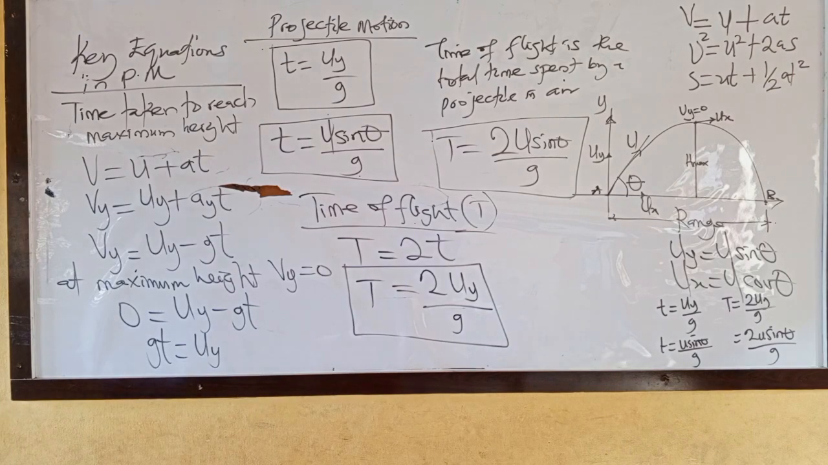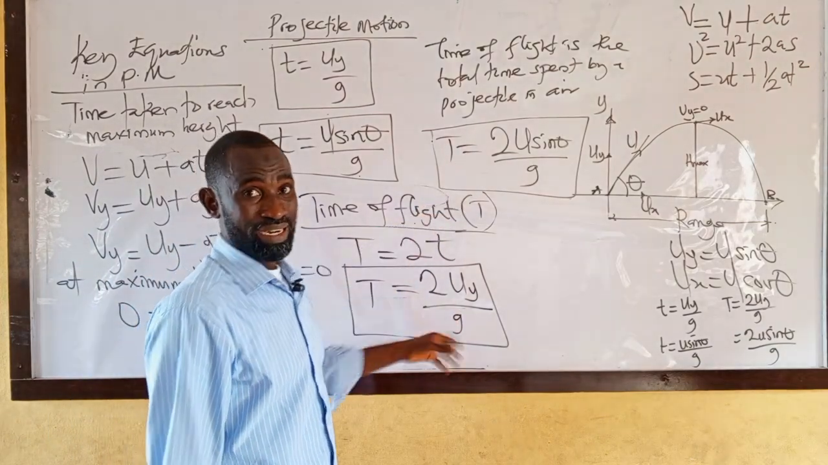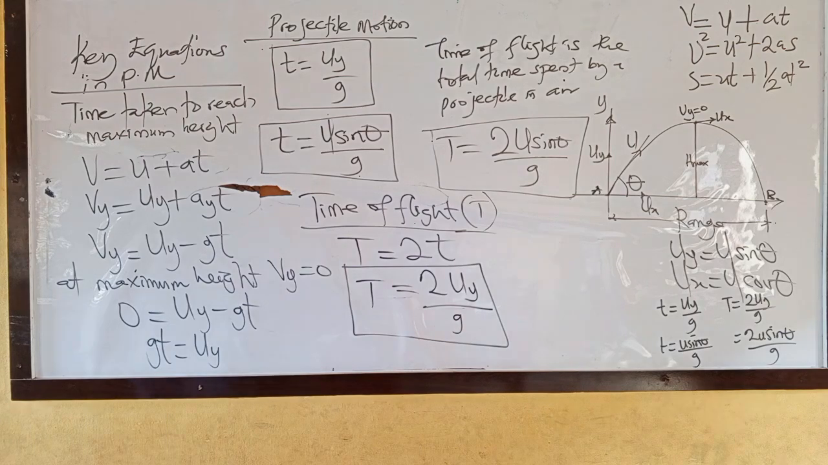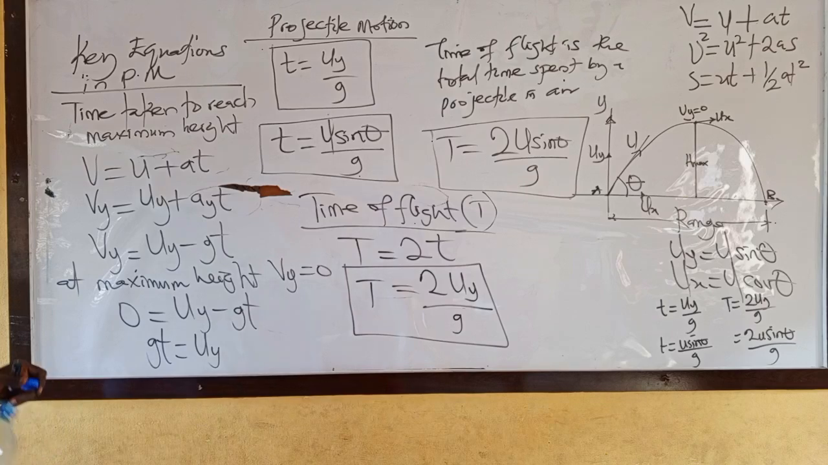So we've done time taken to reach maximum height. We've done time of flight. Take note of these formulas, please. I repeat, just take your time to write them down. So let's go. What is the next one? The next one is what we call the maximum height attained.